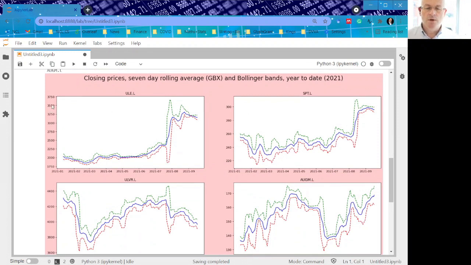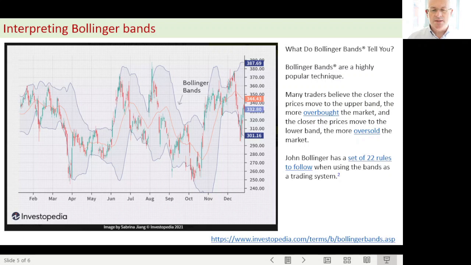Okay, so now we've got closing prices, the 7-day rolling average, and the Bollinger Bands on the year to date for 2021. And you'll see, as we saw in the slides, that this almost hits the upper band there as the share price suddenly takes off when ULE's takeover bid was announced. Okay, so that's Bollinger Bands and the code in Python for creating them.